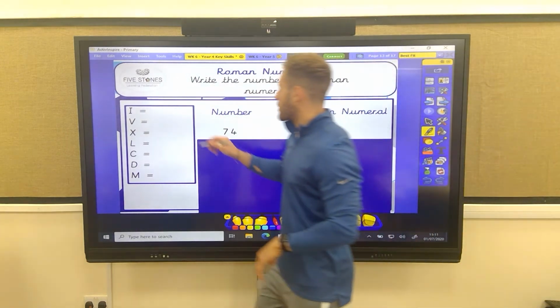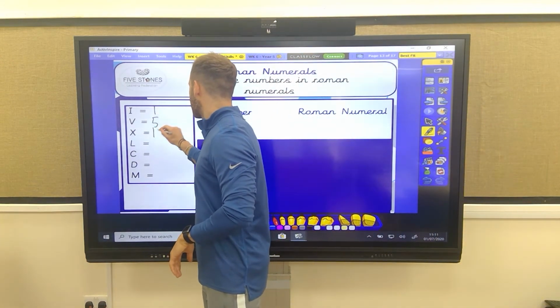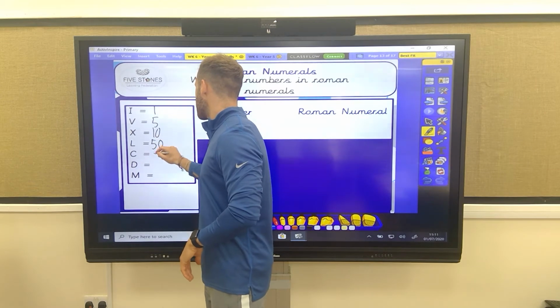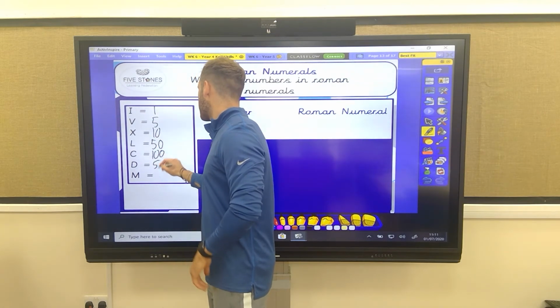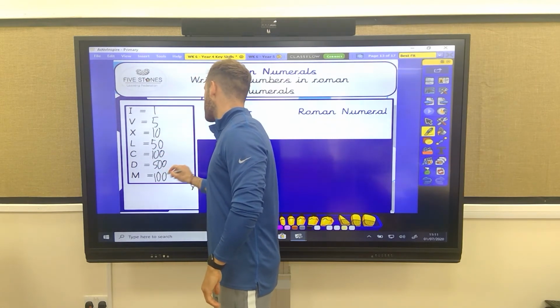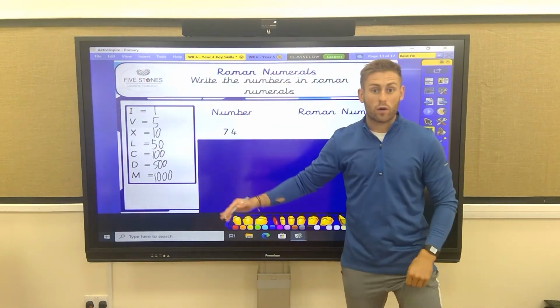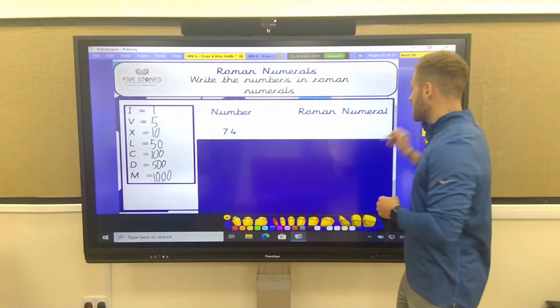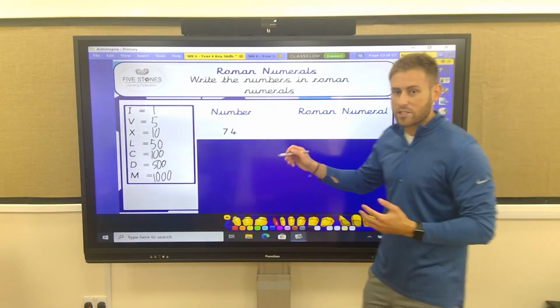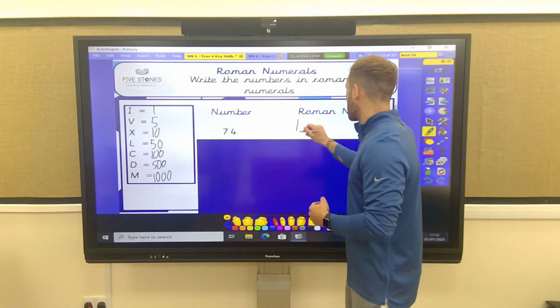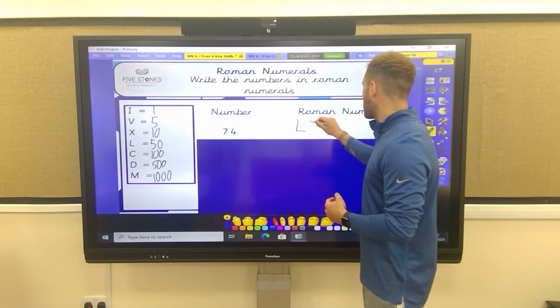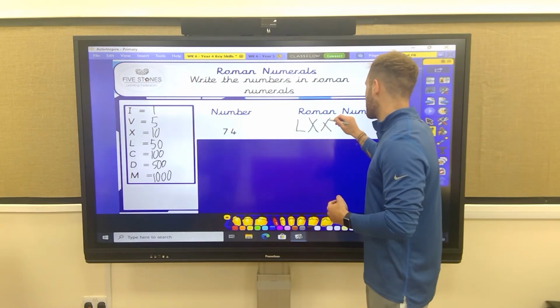Right, so our key should have 1, 5, 10, 50, 100, 500, and 1000. A great way to make sure you don't make any errors is making note of the knowledge that you know. 74 can be partitioned into 50 and 20. So we want our L from our 50, and we want two 10s to get us our 20.